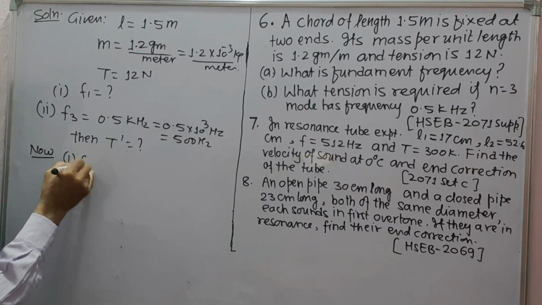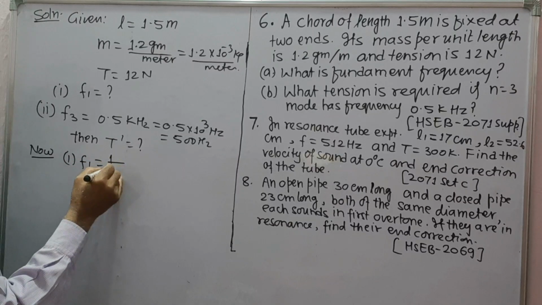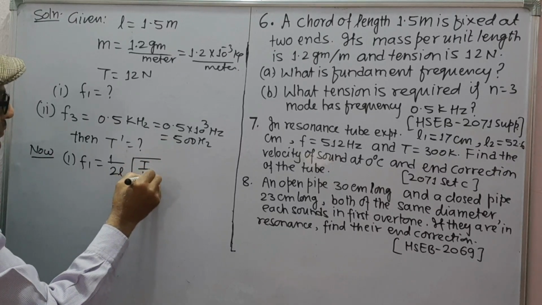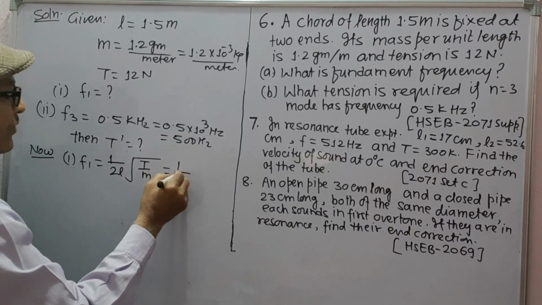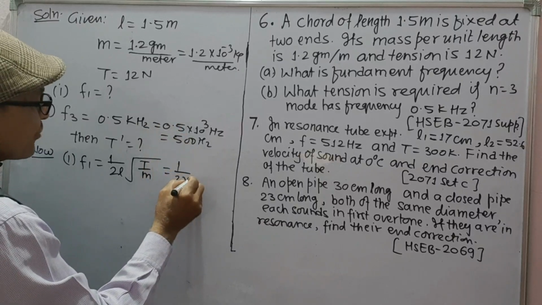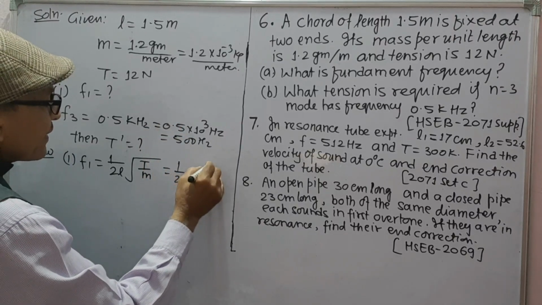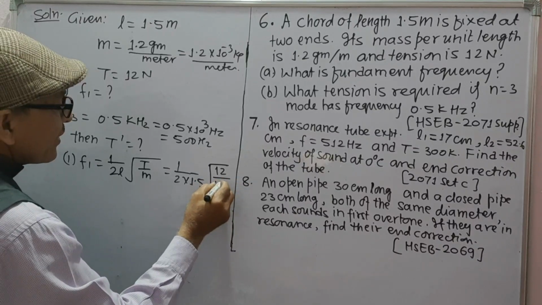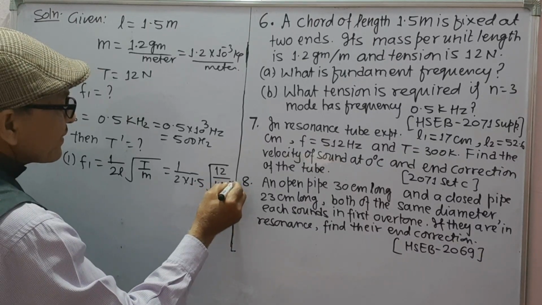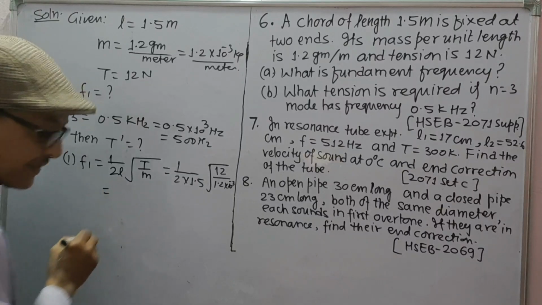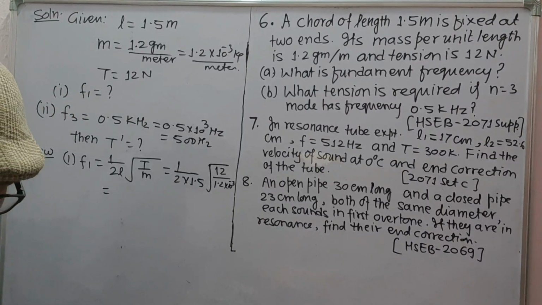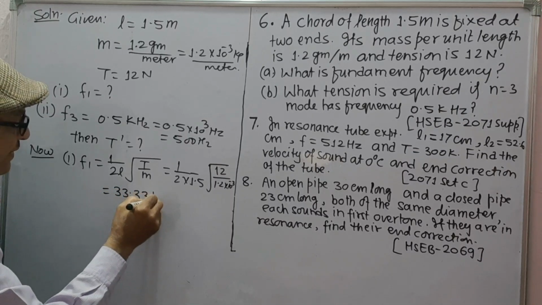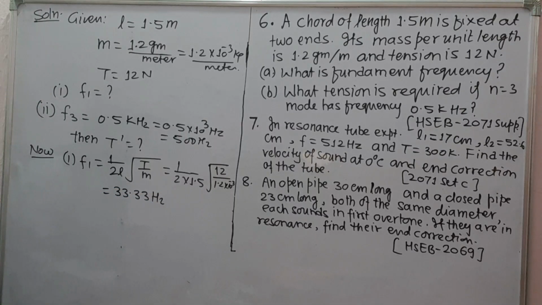Now solution. First part, F1 will be equal to 1 upon 2L under root T by M. Values are known: 1 upon 2 into L is 1.5, tension is 12 and M is 1.2 into 10 to the minus 3. This gives a frequency as 33.33 hertz. First part.